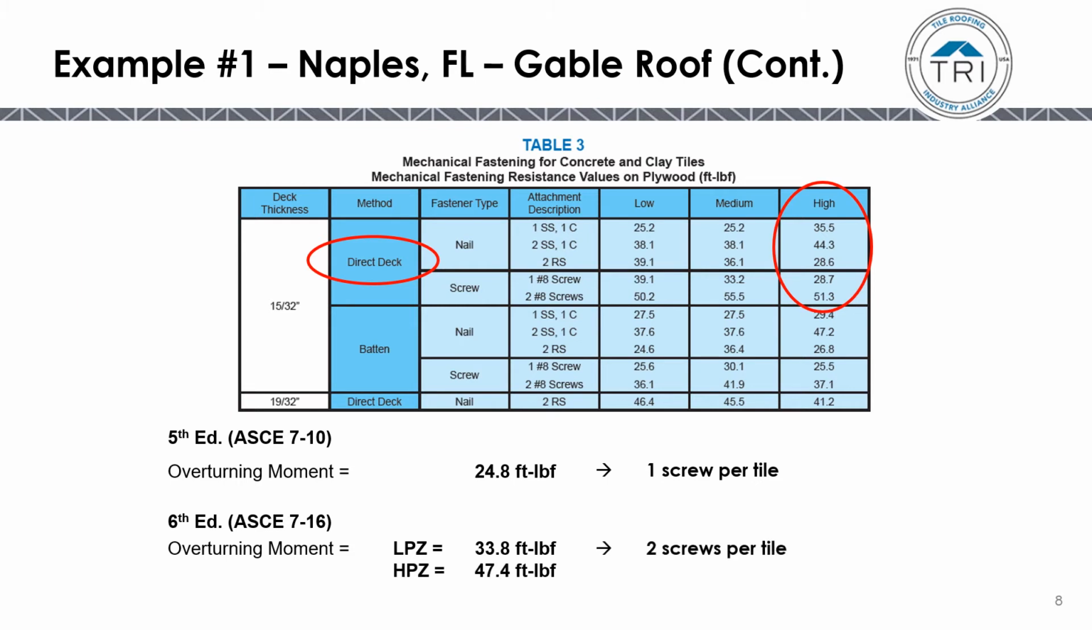51.3. The high pressure zone has a design requirement of 47.4. So fortunately, I can still use two screws per tile in that zone. So I can use one fastening method across the whole roof. In the fifth edition requirements, I only needed one screw per tile, but with the new sixth edition, I'll need to use two screws per tile.